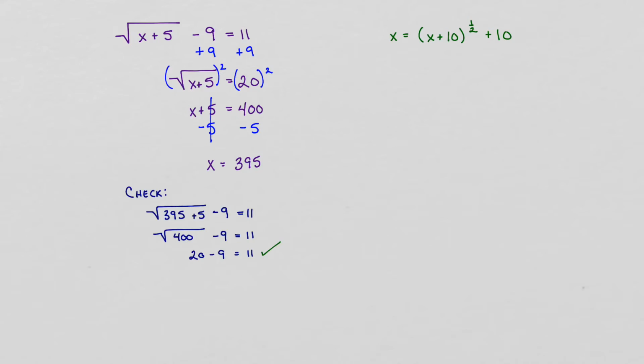In this instance, again, as you go through the steps, you will see that you do get a true statement. 20 minus 9 does equal 11.